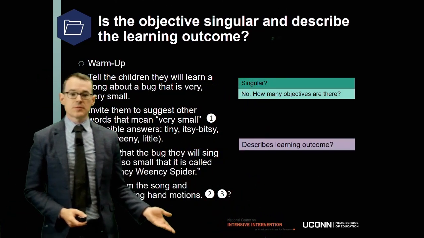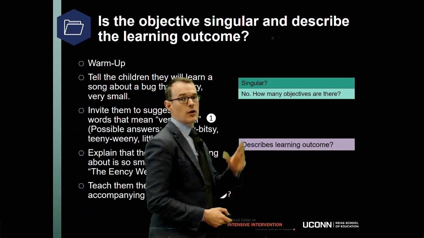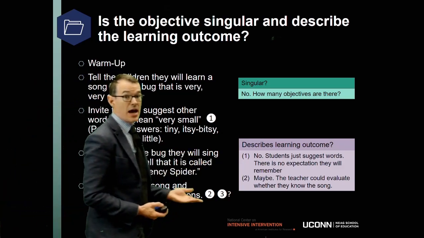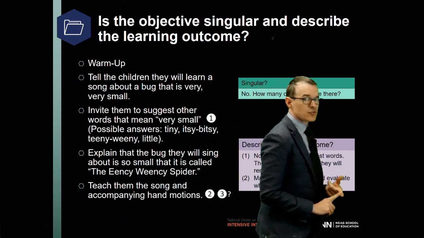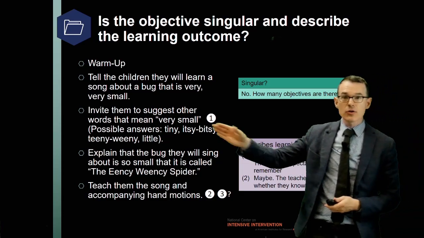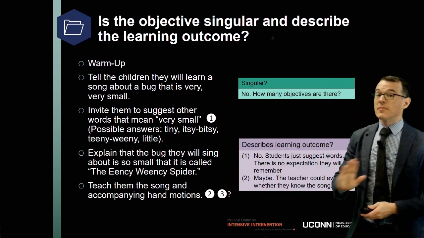So now let's see, does it describe the learning outcome? Well, let's look at our first objective first. The learning outcome is not described. It's not described that students actually remember the words, because that would be a learning outcome, as they can tell you the words that mean very small. That's not what happened at all.